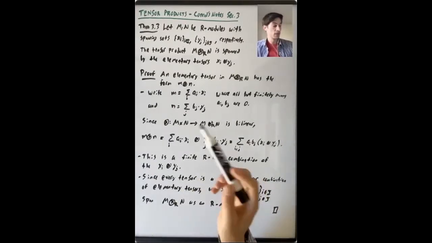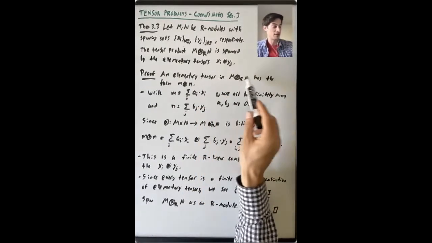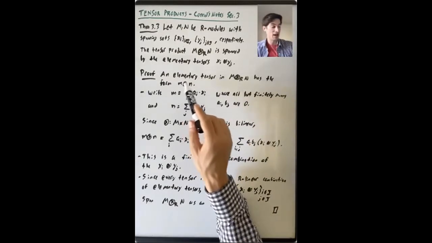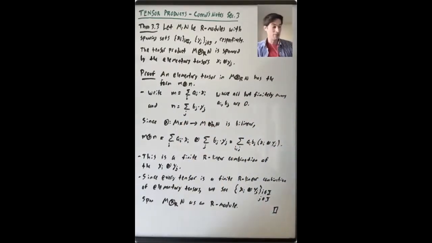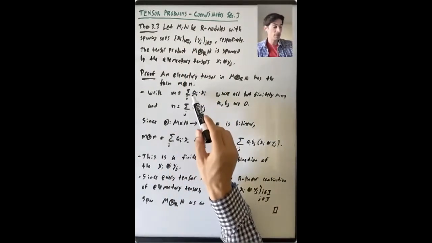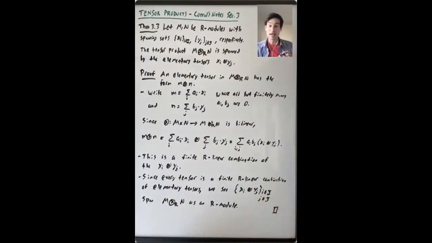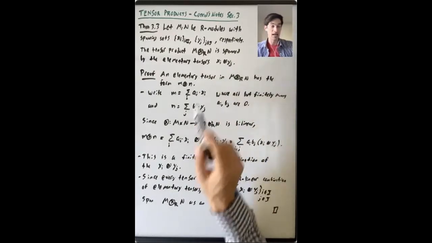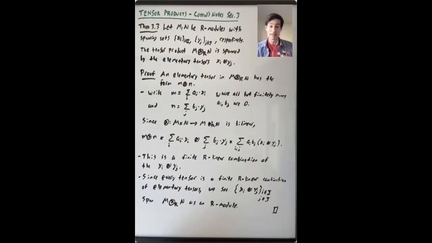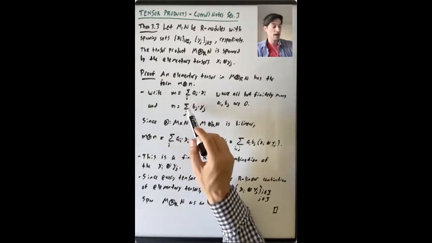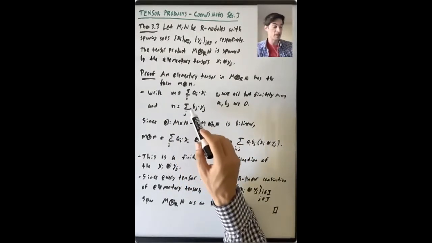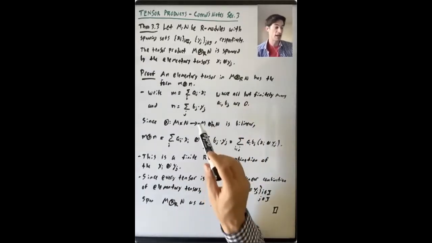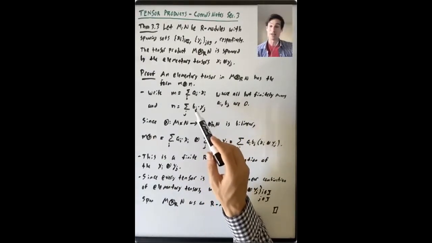Let's prove this. So what does an elementary tensor in M tensor N look like? It's some element little m tensor little n. And we know that the x_i form a generating set for M. So this little m can be written as a finite R linear combination of these x_i's. So a sum over i of a_i times x_i, where these a_i's are ring elements, and all but finitely many of these a_i's are 0. Same thing, we're going to write n as a finite R linear combination of these y_j's. So a sum over j of b_j times y_j, where all but finitely many of these ring elements b_j are 0.